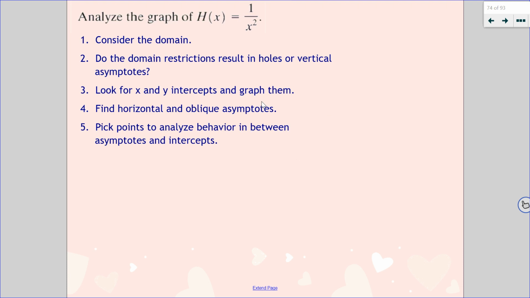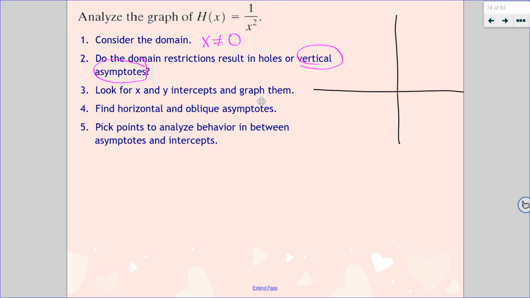Right. Now we're going to be analyzing this graph, which means essentially graphing it. So first thing, consider the domain. What is the domain of this function? Good. Is it going to be a hole or a vertical asymptote? Hole, the domain issue cancels out. Vertical asymptote, it doesn't. Yeah, it's a vertical asymptote. So let's start graphing it.